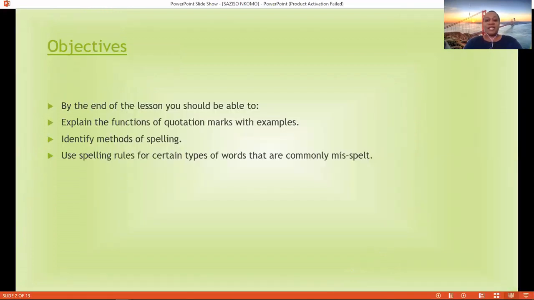Our objectives for this lesson: by the end of the lesson, we should be able to explain the functions of quotation marks and give practical examples. We need also to be able to identify methods of spelling. Spellings usually give us a lot of problems, but if we employ these methods, they are going to assist us. We are going to also be able to use spelling rules for certain types of words that are commonly misspelled. Those will be our objectives for this lesson.